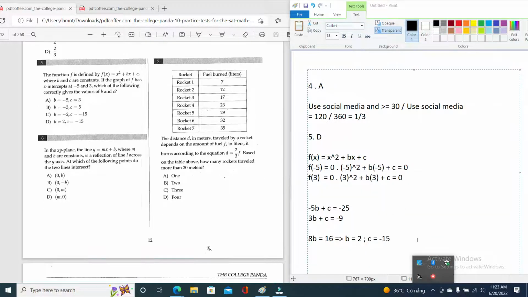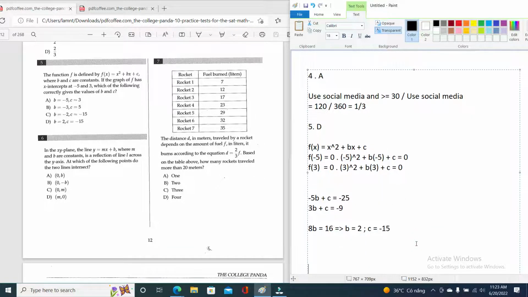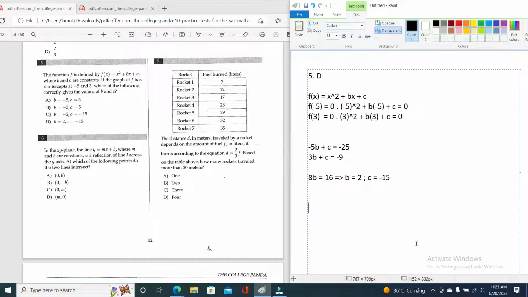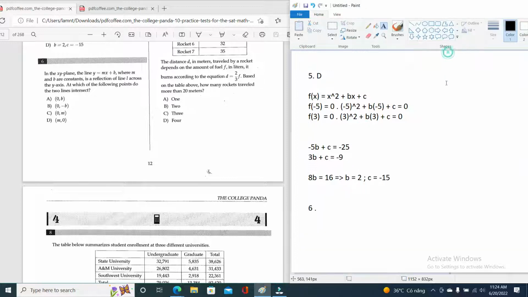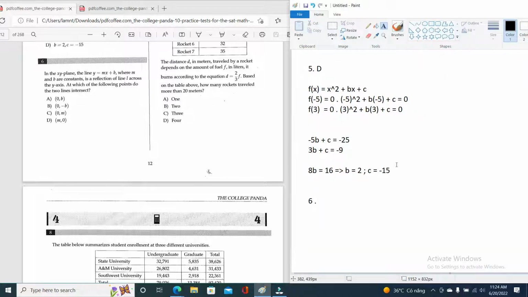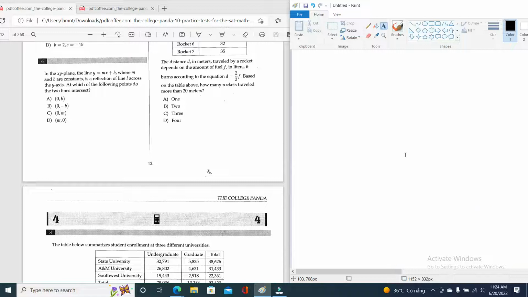Number 6. So in the xy plane, the line L, y equal to mx plus b, where m and b are constants, is reflected across the y-axis. At which of the following points do the two lines intersect? Okay, let's see. For this type of question, we have to draw it down. So let's zoom in at this point.